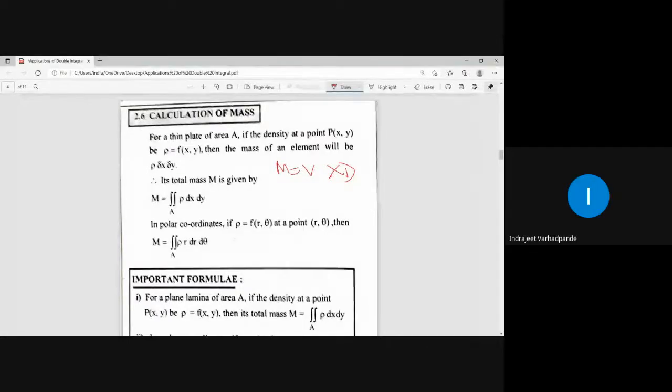The next portion to be discussed is calculation of mass. Now we have been studying the formula that mass is equal to volume into density. But volume requires three different parameters, that is length, breadth and height. But when I'm talking about the two-dimensional plane or a plane lamina or a thin plate, this particular volume will be converted to area. So my calculation for the mass will be area into density.